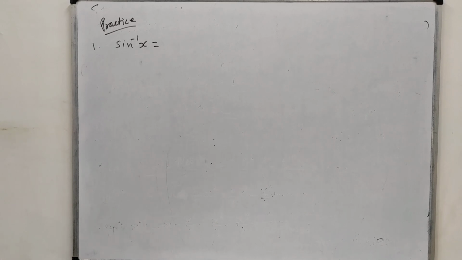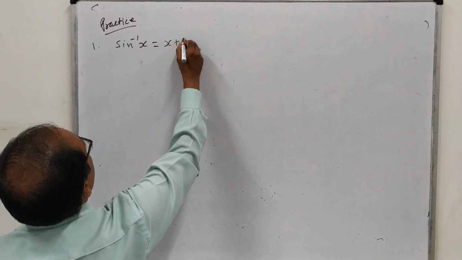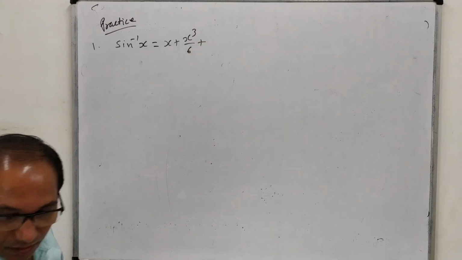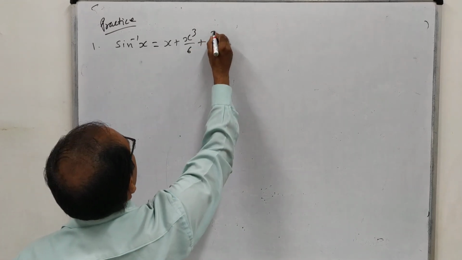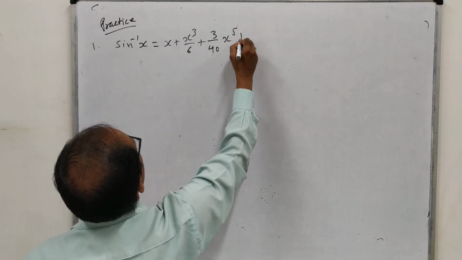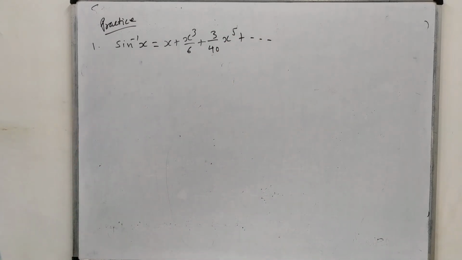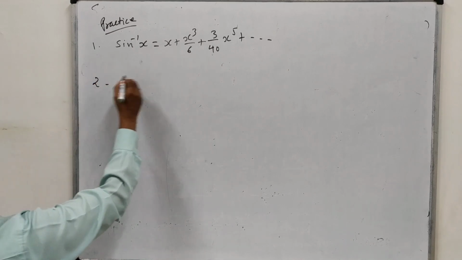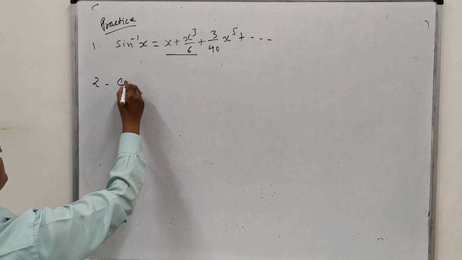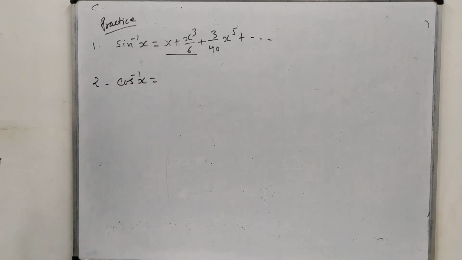Okay? So its answer will be x plus x cube by 6 plus 3 by 40 x raised to 5. That means x raised to 5 is involved, so the derivatives up to fifth order have been obtained. But you don't need to test all these things at this stage. Similarly, cos inverse x. Actually, you can obtain up to the third derivative, then also it will do. You can also use cos inverse x to find the derivatives.